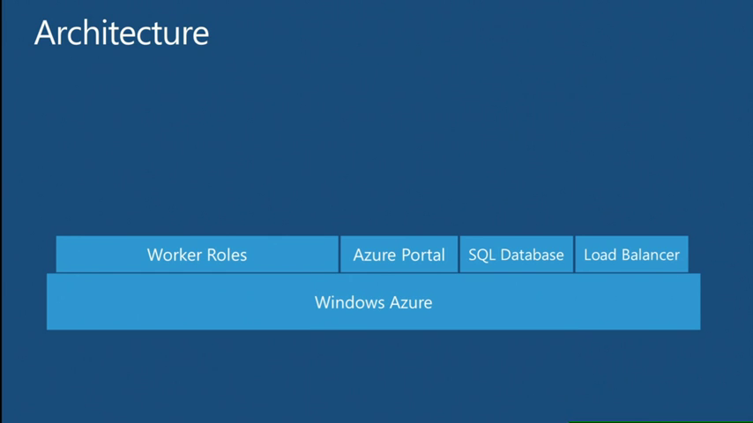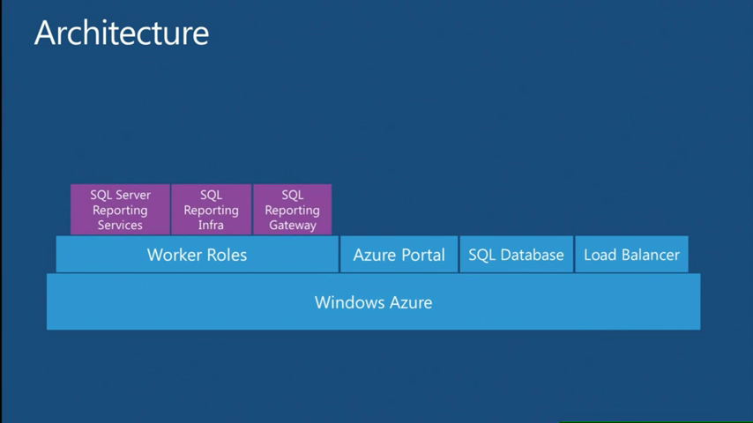And we use the functionality of the Azure load balancers to distribute the load between the different machines that can actually run reports. So we have the core of SQL Server Reporting Services. We have some infrastructure and some gateways, for example, because we want to take advantage of the caching capabilities. So if someone runs the same report again, we want to run it on the same machine if we can, because there are some caching capabilities.